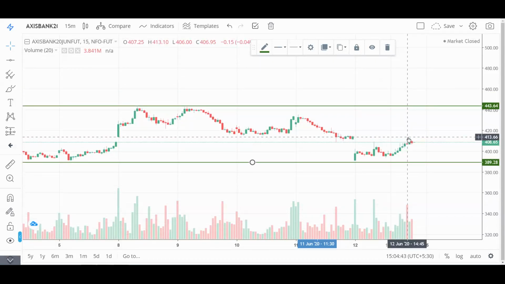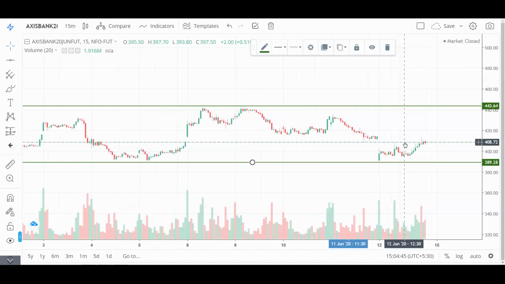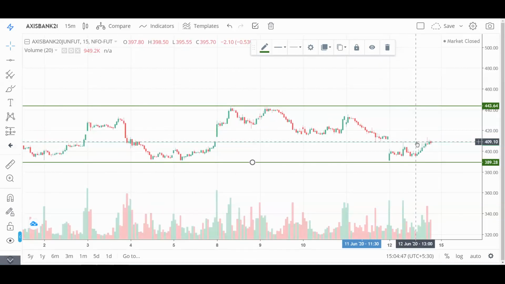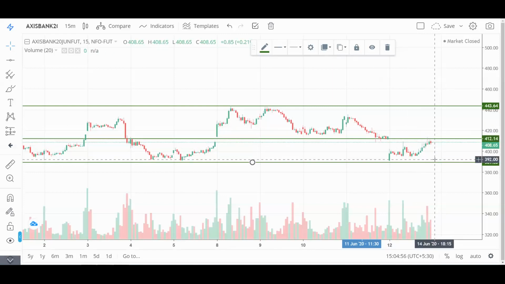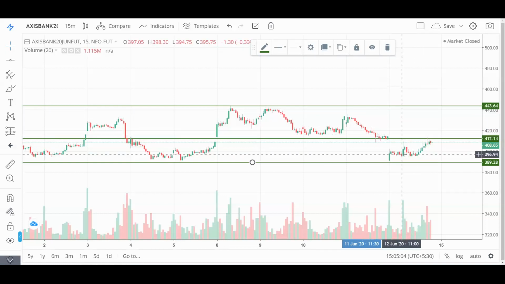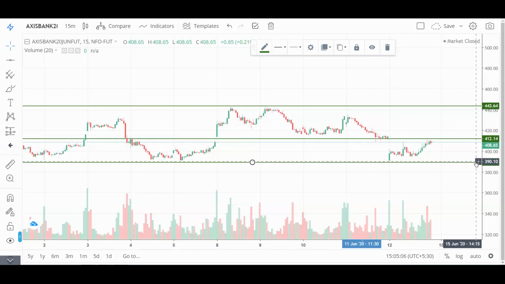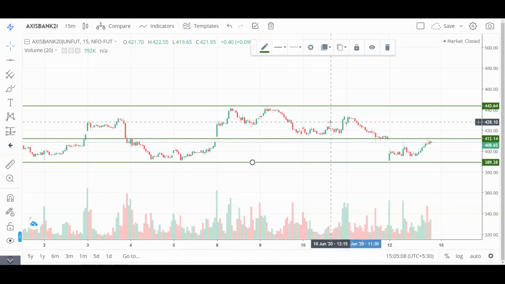So let us try drawing somewhere in the middle. So here I can draw another resistance line. Our last close price is 408.65. So the lines I have drawn above it are the resistance lines, while the lines I have drawn below it are the support levels.